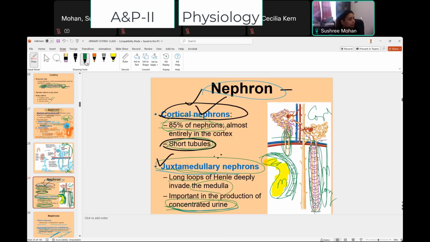Suppose 10 ml of urine came. Over here, 8 will be returned back to the body, and only 2 ml will be produced as urine. Very, very concentrated urine. If you remove too much, the homeostasis condition of the body will be affected. You're losing more fluid.